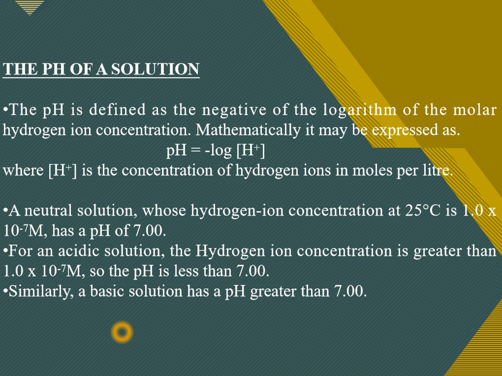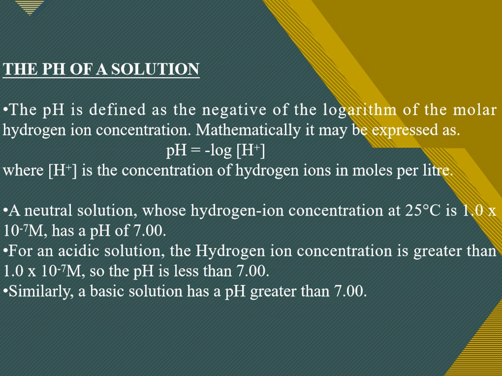And next is the pH of a solution. We already know what pH is. It is defined as the negative logarithm of molar hydrogen ion concentration, and this can be mathematically expressed as pH is equal to negative log of H+ ion concentration, where H+ is the concentration of hydrogen ions in moles per liter. In the case of a neutral solution at 25 degrees Celsius, the hydrogen ion concentration is 1 × 10^-7 molar, and it has a pH of 7.